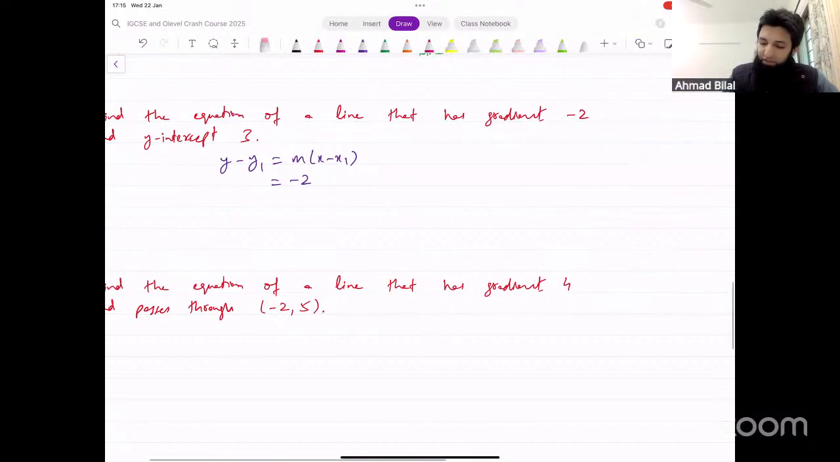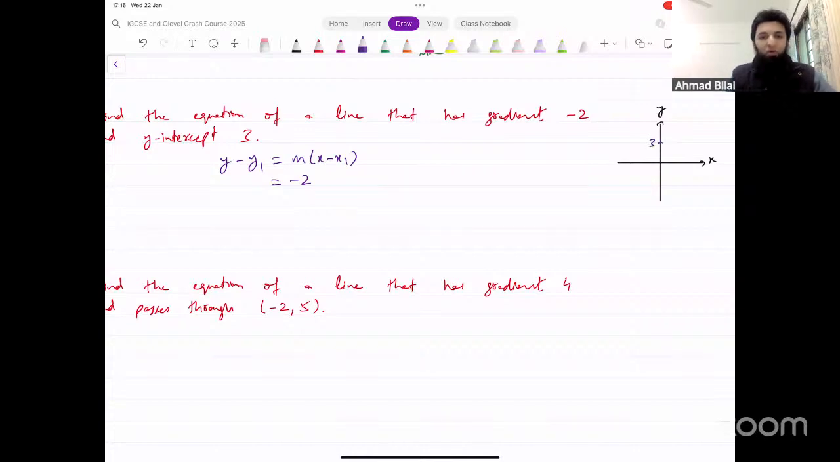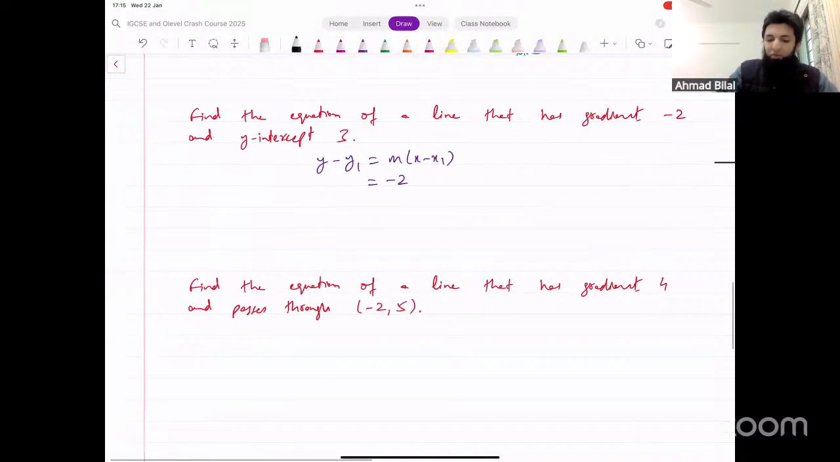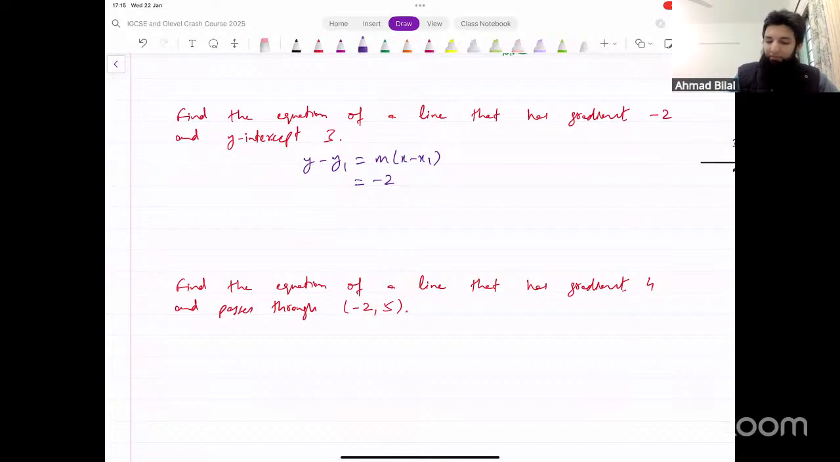Y-intercept is 3. Think about it. If this is the y-axis, this is the x-axis, y-intercept being 3 means there's a point here. This is 3. What are the coordinates of this point? They will be 0, 3, right? The x-coordinate will be 0, and the y-coordinate will be 3. So the point that we essentially have is (0, 3).